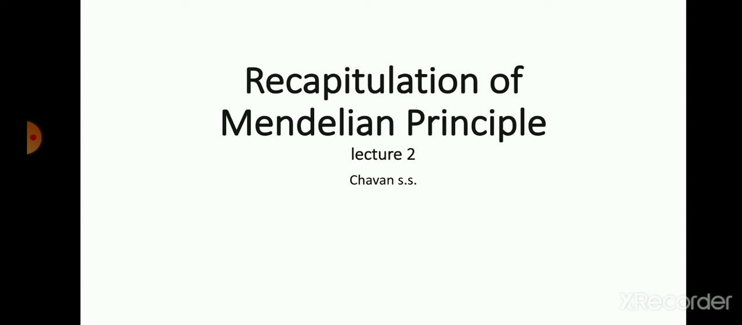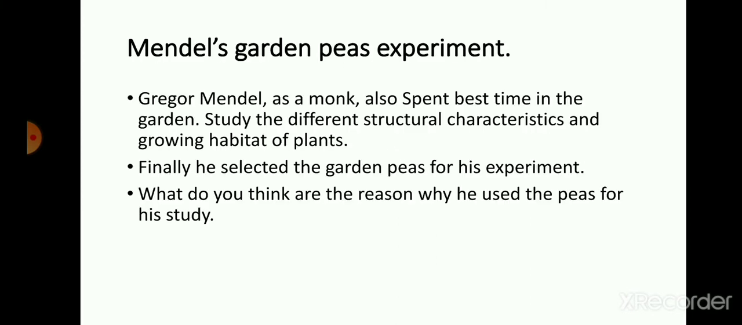So we know that in the last lecture we talked about the work and experiments done by Mendel on the garden pea plant. He selected some traits and studied them for 8 years, and about 28,000 plants were studied by Mendel, and he used mathematical techniques for the quantitative results of these genetic traits. So basically, Gregor Mendel spent the best time in the garden and studied the plants for the observation and growing habitat of plants.